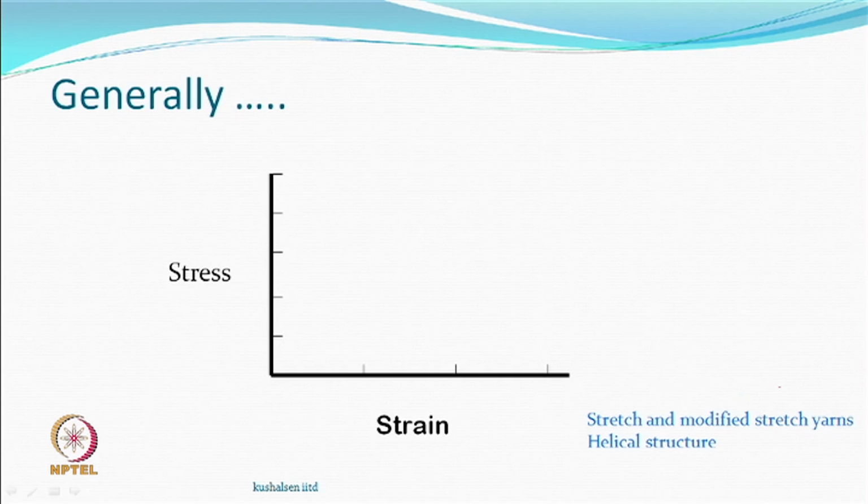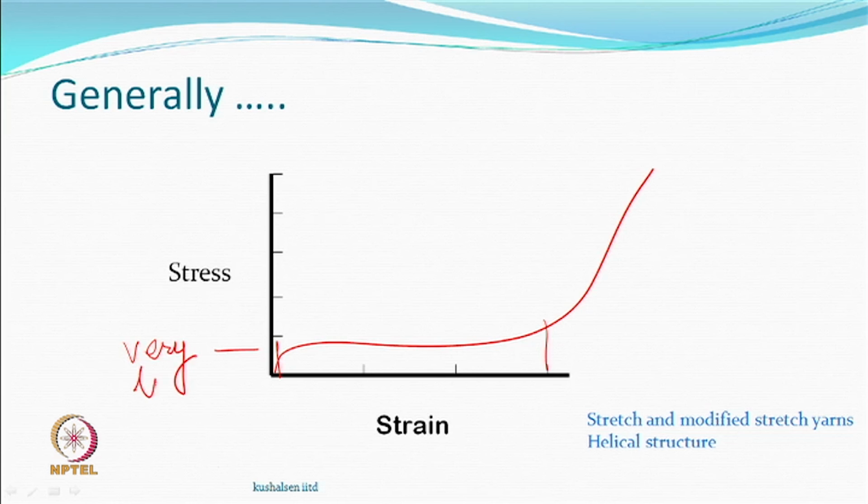All right, so we move further, and we believe that because they have a helical structure, generally the stress strain curve would be like this. There is a lot of stretch before the stress actually develops, and this is a very low value. It could be as low as 0.1 grams per denier.